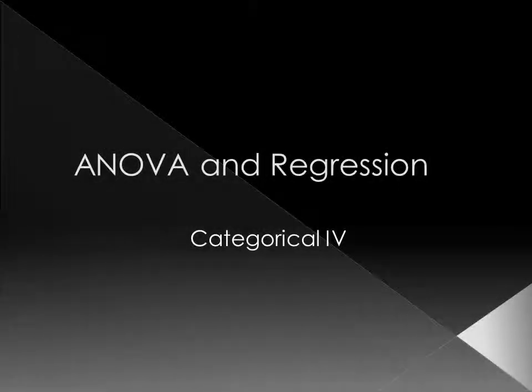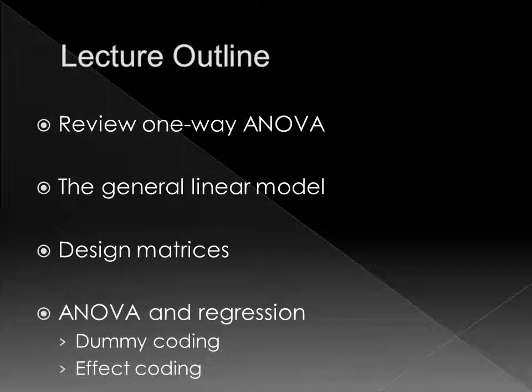Hi, today we will talk about ANOVA and regression. Our focus is on categorical independent variables. First, we will review one-way ANOVA. Second, we will talk about the general linear model. Third, we will introduce design matrix.